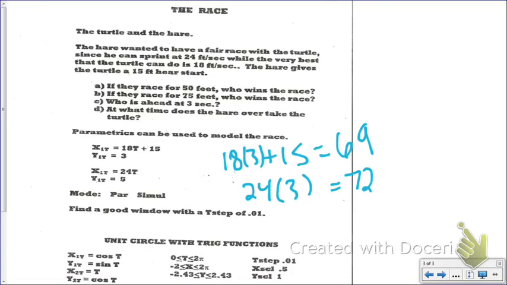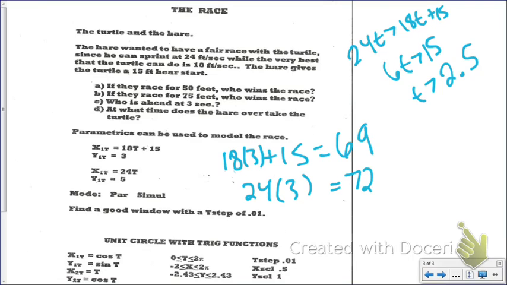Then the last thing it asks is, at what time does the hare overtake the turtle? So I want to know when 24t is greater than 18t plus 15. So I'm going to subtract 18t. Oops, I forgot that's supposed to be a 15. And then to get t by itself, divide by 6. So at any point when t is greater than 15 over 6, which is about 2.5 seconds, so from about 2.5 seconds on, the hare's going to be winning.